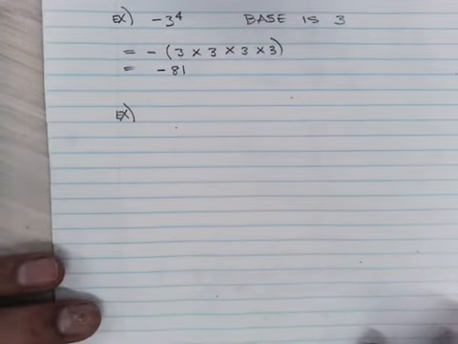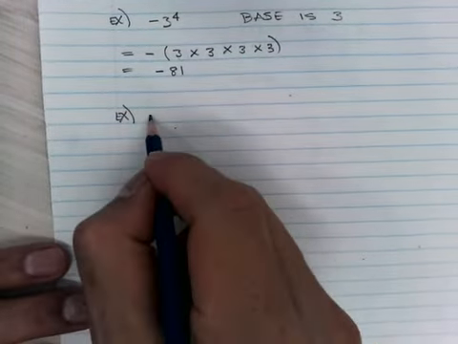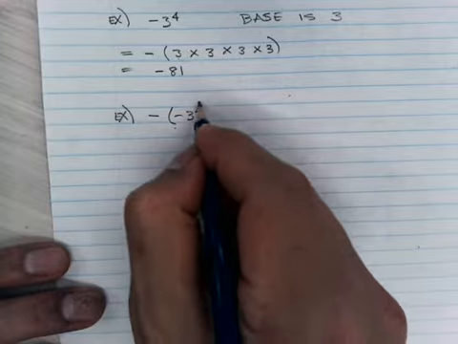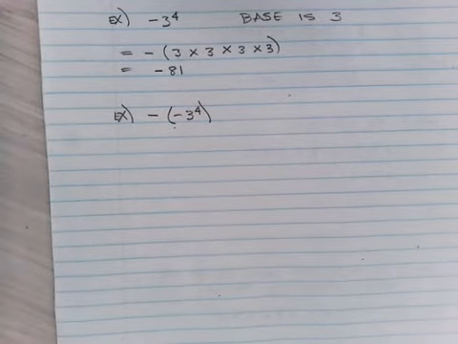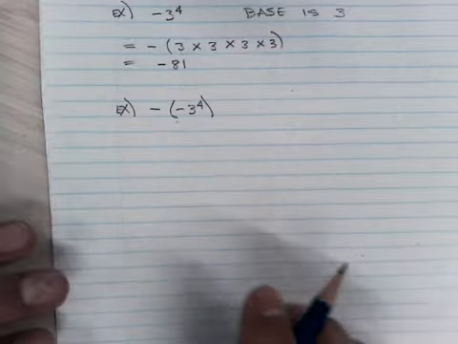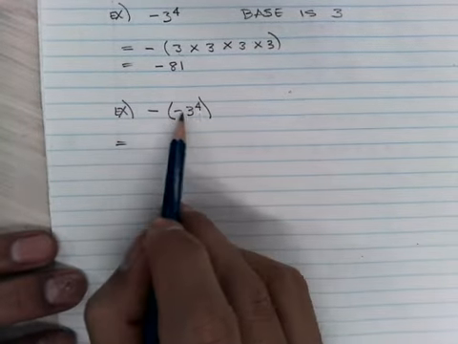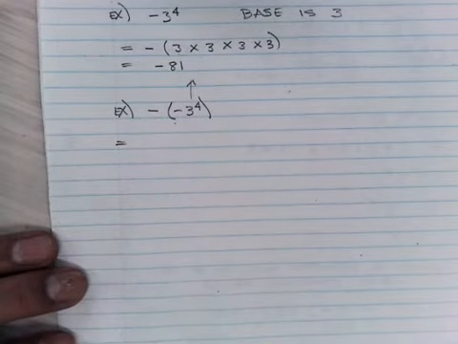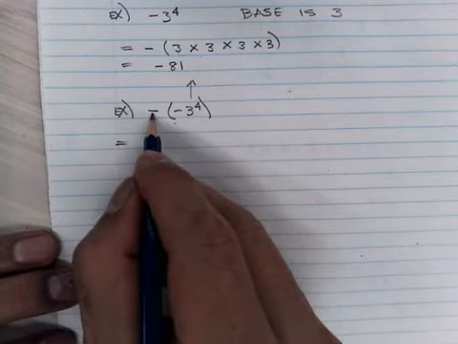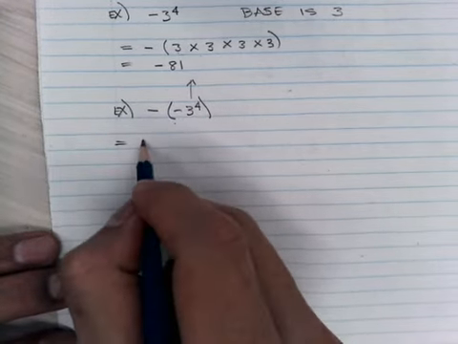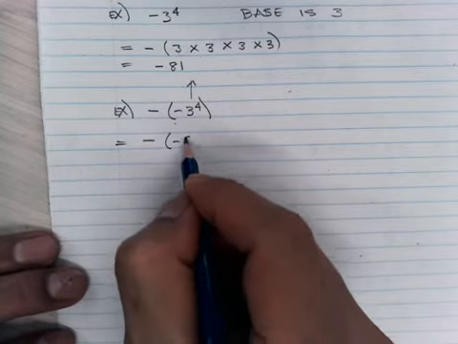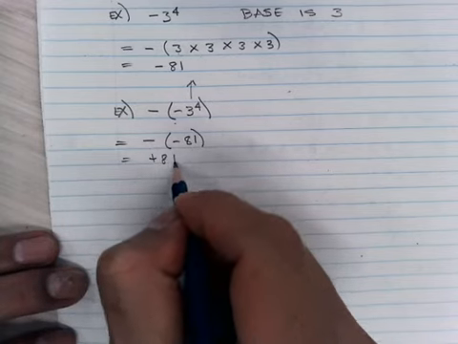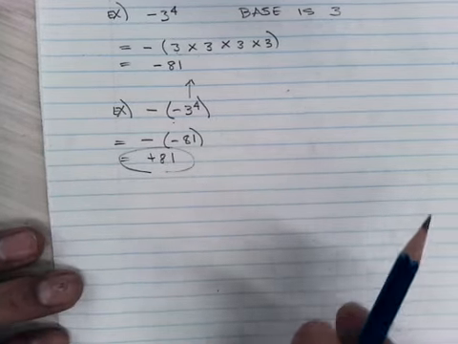Let's try another example here. What if you have a negative with a negative 3, and all that negative 3 is in brackets? Well, again, we already know what this is equal to. It's right up here. So what does this negative do? Well, it just turns this to its opposite. We know that this is equal to negative 81. Well, what's a negative of negative 81? That just turns it back into a positive.